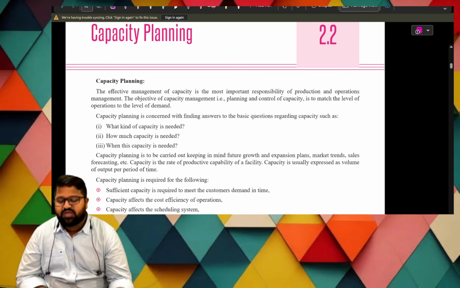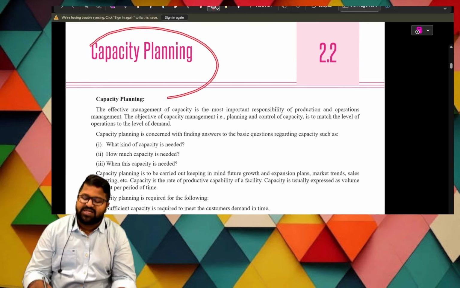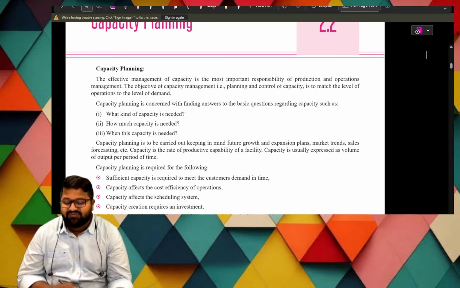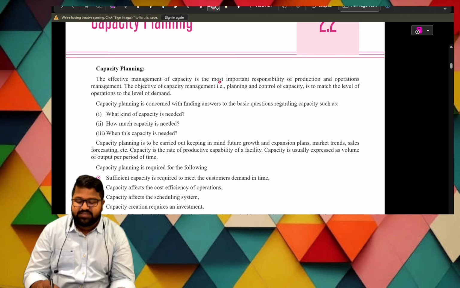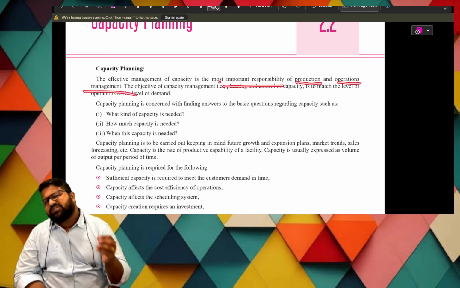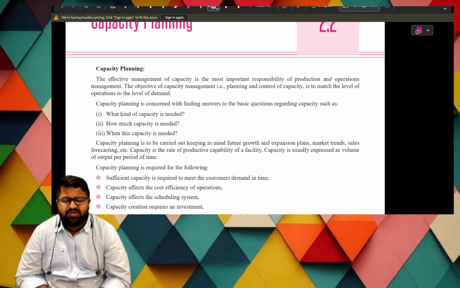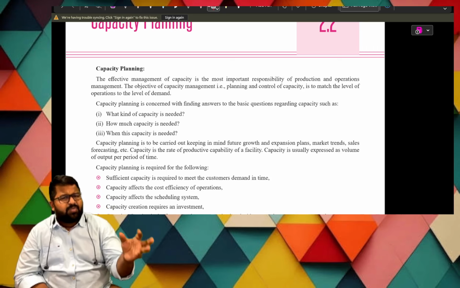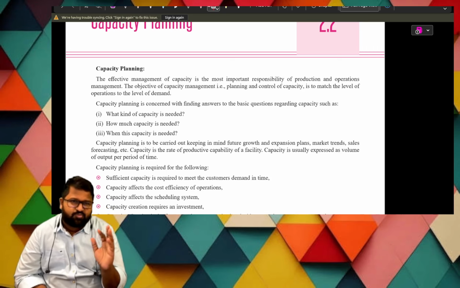Now we shall go with theory. What is theory, buddy? Capacity planning. What is this capacity planning, sir? Capacity planning is nothing but effective management of our capacity, which is the most important responsibility of production and operations management. How much capacity has to be maintained? What is the capacity? Based on the capacity only, we can plan everything, because raw material will be planned based on our capacity of production and all.